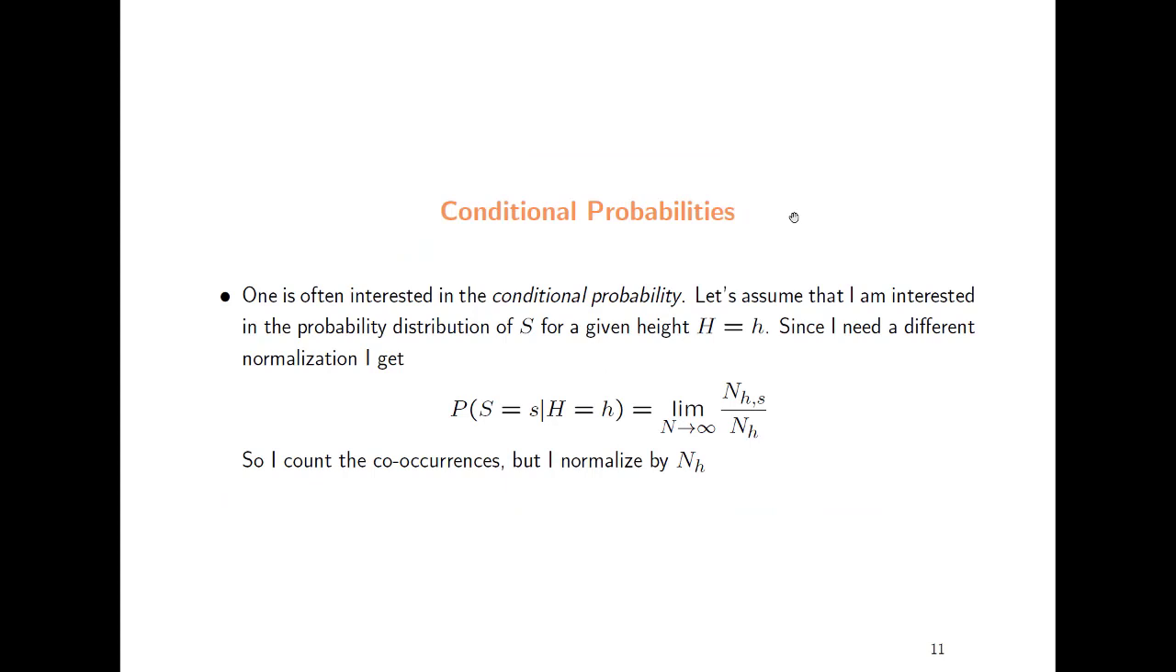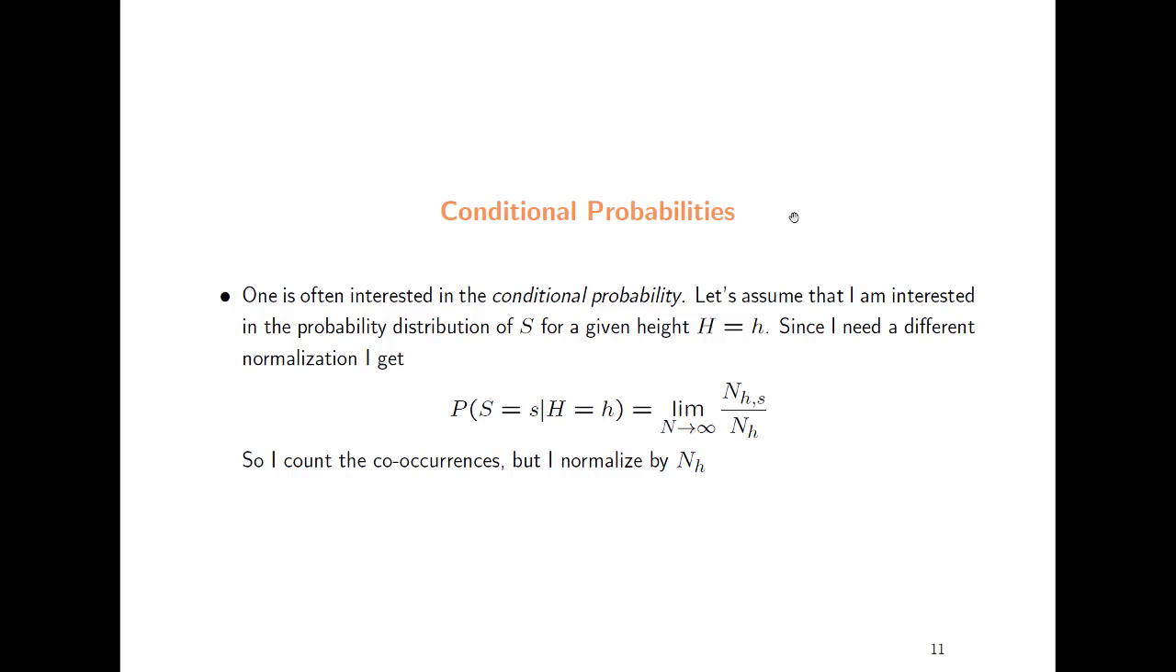So another quantity which is of interest is called the conditional probability. And that really tells us something about dependencies. Let's assume that I'm interested in the probability distribution of size for a given height. So if I sample somebody and this person doesn't have the height, I just put them back. So first I look at the height of the student, and if the student has the right height, then I keep him. Otherwise I put the student back, he or she.